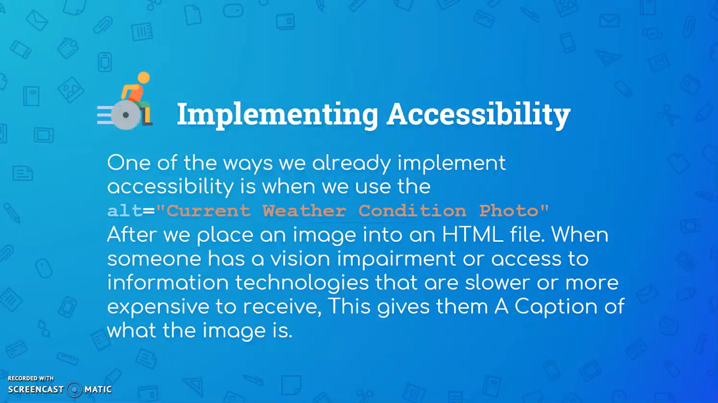Implementing accessibility is awesome. And as we discussed, one of the ways we already implement our accessibility is when we use the alt, like the current weather condition photo. I went in to copy this to see what mine said, and mine said current condition photo. Current condition of what? I got a broken leg, a headache, I'm happy as heck and dancing at a party. Current condition of what? I added weather, which makes it more accessible. So when we place it so that we have it, it gives them a caption, an idea of what that photo is going to represent since they can't see it.